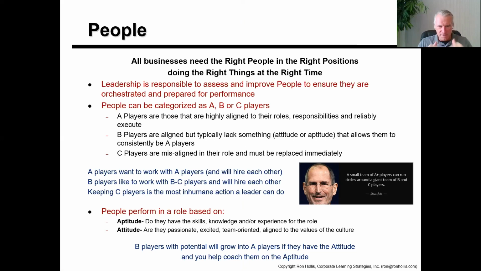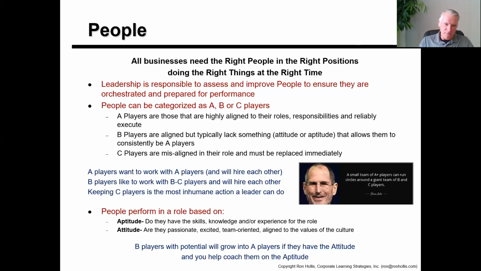Your C players, misaligned in their role, must be replaced immediately. That's the key that you've got to go in. And I look at my people. Do I have all A players? Do I have mostly A's and a couple of B's? Do I have any C's? And so when I say to assess the people, if I have a C player, it's easy, low-hanging fruit. I know I must replace that C player. And in my opinion, keeping a C player in any role is the most inhumane leadership action you can take. Inhumane.